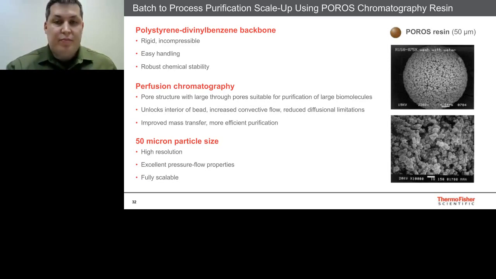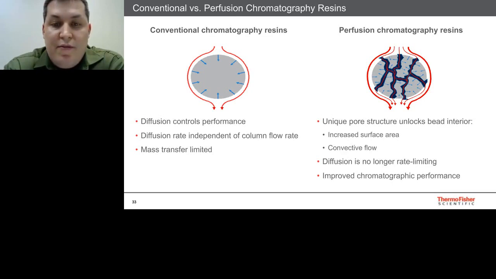Typically, with conventional media, the pores are much smaller, so diffusion in and out of the small pores controls performance in conventional chromatography. Diffusion is regulated by residence time. The longer the residence time, the deeper the molecule can penetrate the resin, and the higher binding capacity and better mass transfer you will acquire. Residence time, however, is inversely proportional to flow rate. Thus, the practical consequence is that when linear velocity increases through the column, capacity and resolution decline rapidly.